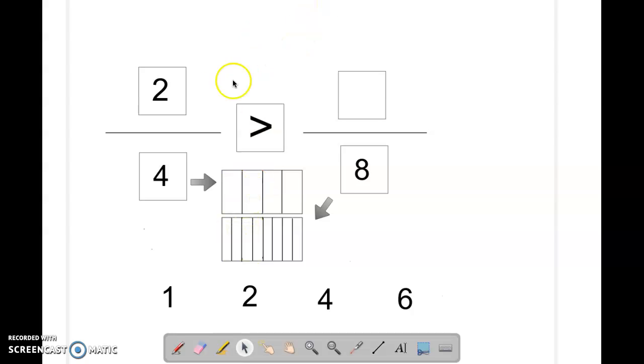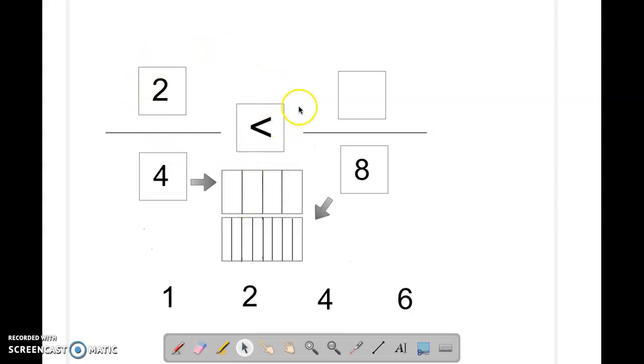This next page is the same thing, except now we want 2/4 to be greater than this number. So same thing, we can fill in our 2/4 here. And if we want 2/4 to be bigger, then we know that we want the bottom fraction bar to show less than that. So let's just start with 1. Is that one of our choices? Yes, it is. So we can see with our fraction bar that 1/8 is less than 2/4, or 2/4 is greater than 1/8.